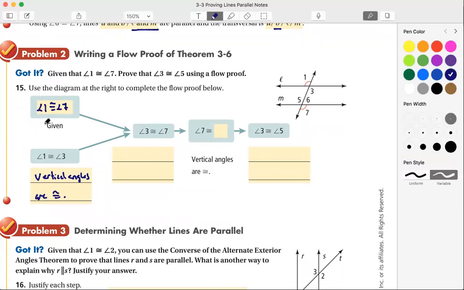Notice how angle 1 is in both of these boxes. So that must mean by the transitive property, 3 must be congruent to 7. All right, so what does 7 also have to equal? Well, by vertical angles, it must be congruent to 5. So again, look at this: 3 congruent to 7, 7 congruent to 5. So 3 must be congruent to 5 by the transitive property.